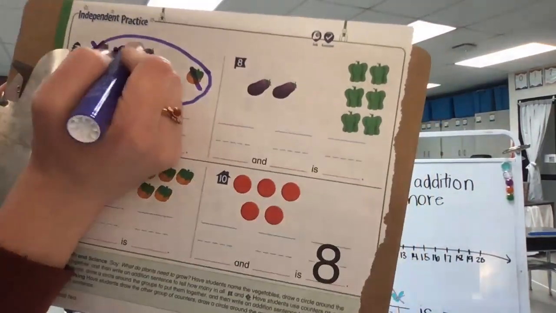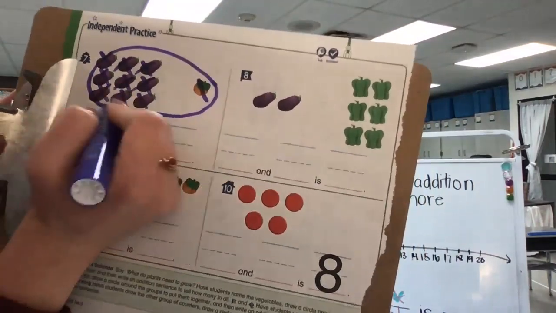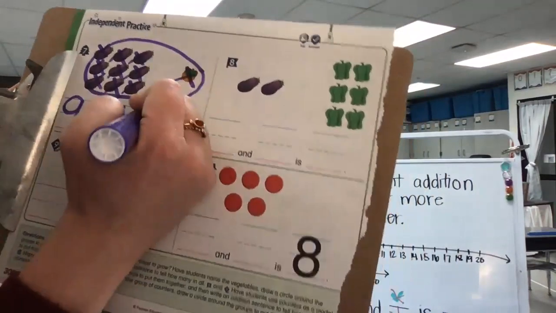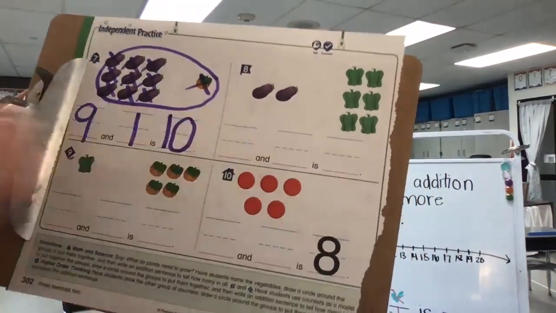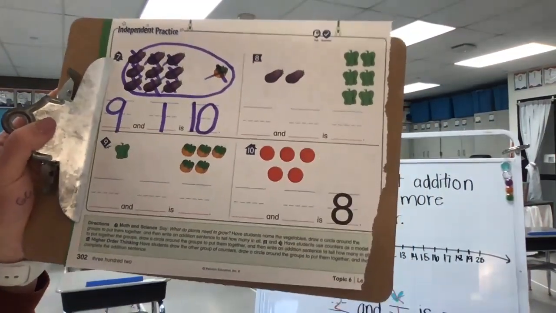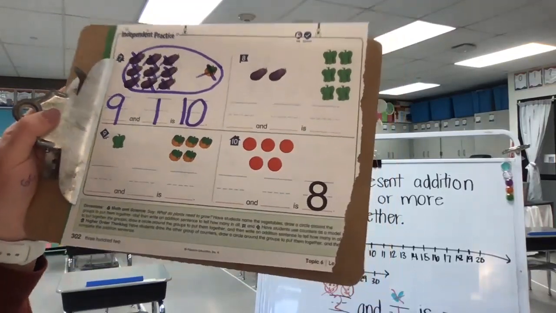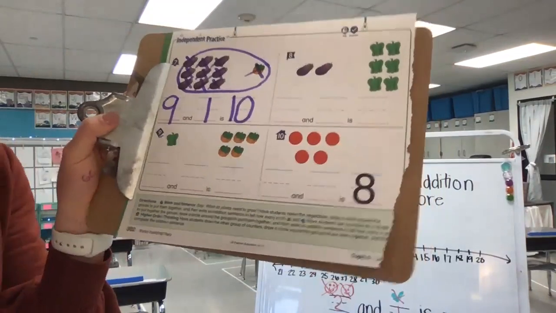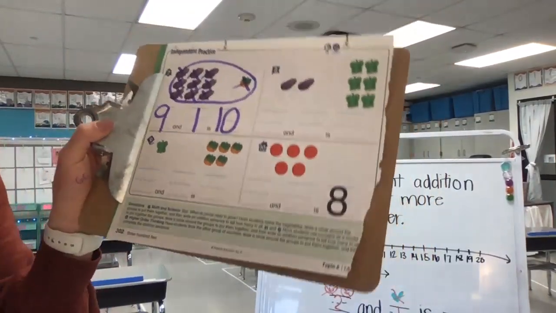We have 1, 2, 3, 4, 5, 6, 7, 8, 9, 10. So 9 and 1 is 10 all together. Okay? All right. Let's move over to the next one. If you need to pause the video at all to go back, you can do that. We're going to keep moving on.